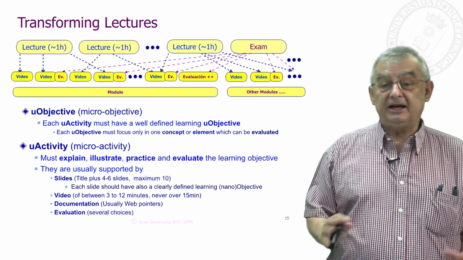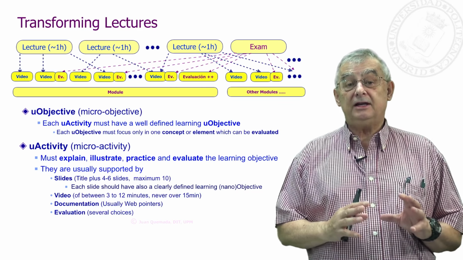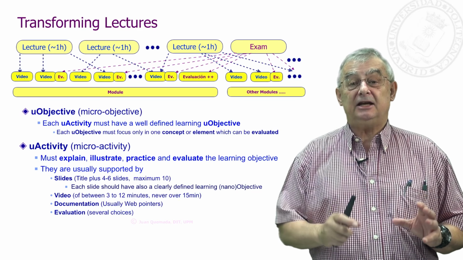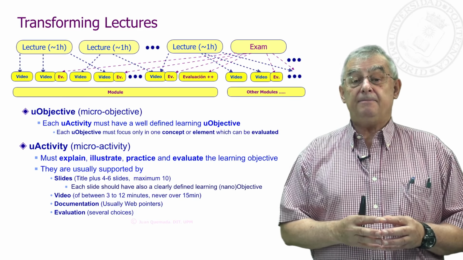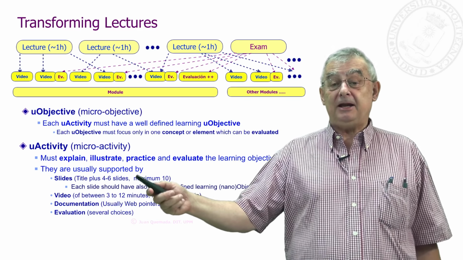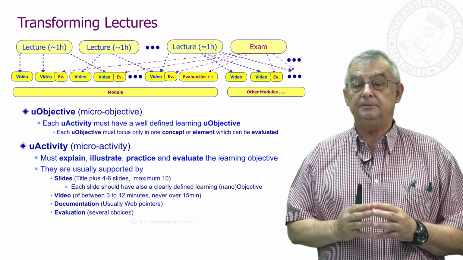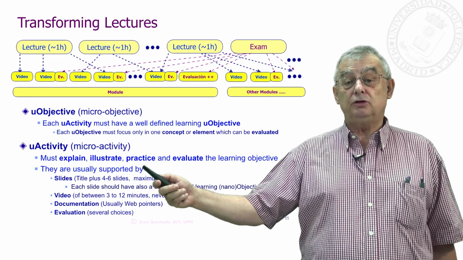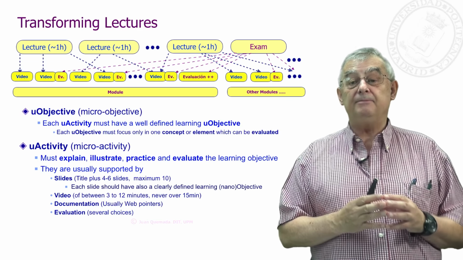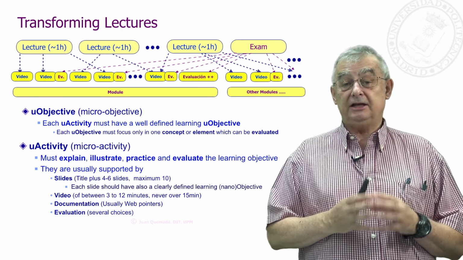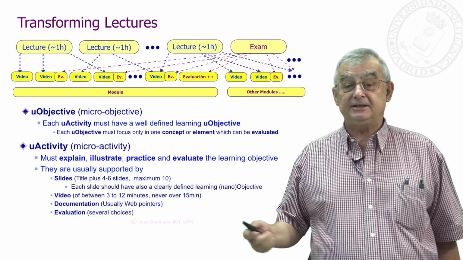Therefore, each micro-objective is supported by a micro-activity which uses more or less the same materials as we use in the standard classroom for our lectures. It must explain and illustrate the concepts, the knowledge you want to transmit to them, and it must also make the learner practice and evaluate him with regard to the learning objective. This is usually performed with these 4 elements here.